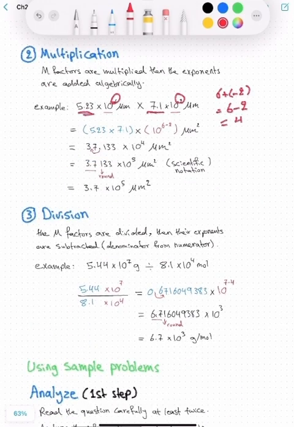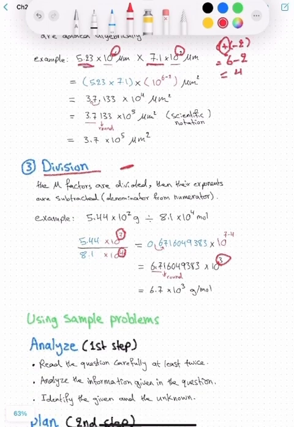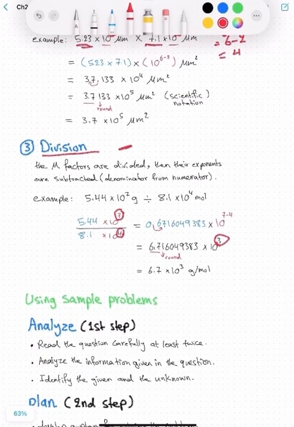For division, when you divide two numbers, you subtract powers. You do not add them, you subtract them. So when you multiply, you add them, okay? When you divide, you subtract them. So we say 10 to the power of 7, here we have 10 to the power of 4, so 7 minus 4 becoming 3, and normally do your calculations. So normally divide these two numbers, but for powers just subtract them.